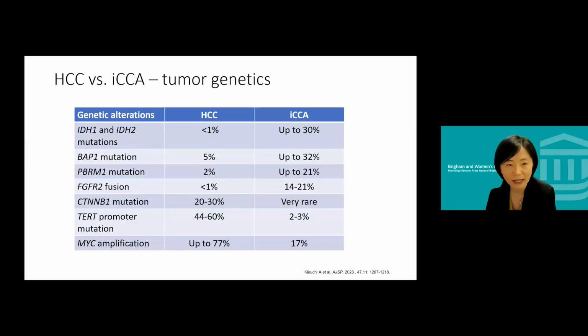Here I summarized how we use genetic data to distinguish the two types of tumor, if you have access to the tumor genetics, the NGS reports. For cholangiocarcinoma, they have higher frequency of IDH mutations, BAP1 mutations, PBRM1 mutations, and FGFR2 fusion. Whereas hepatocellular carcinoma has a much higher incidence of CTNNB1 mutation, TERT promoter mutation, and MYC amplification.